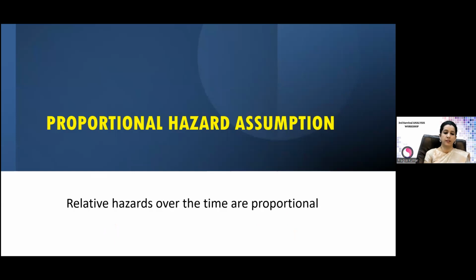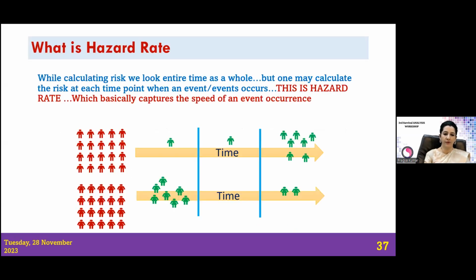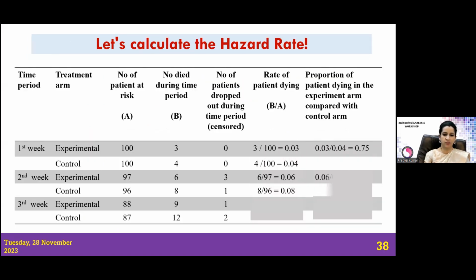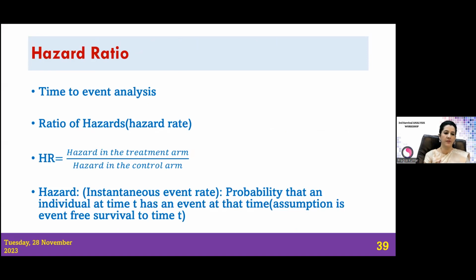So this proportional hazard assumption, we know how to check for that. I'm just skipping it because in this software we cannot check it.